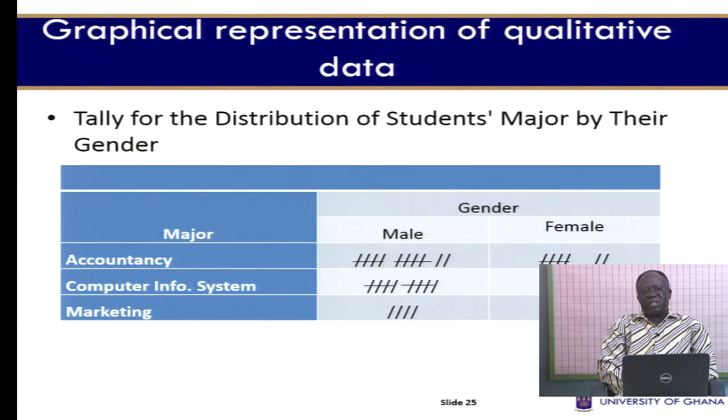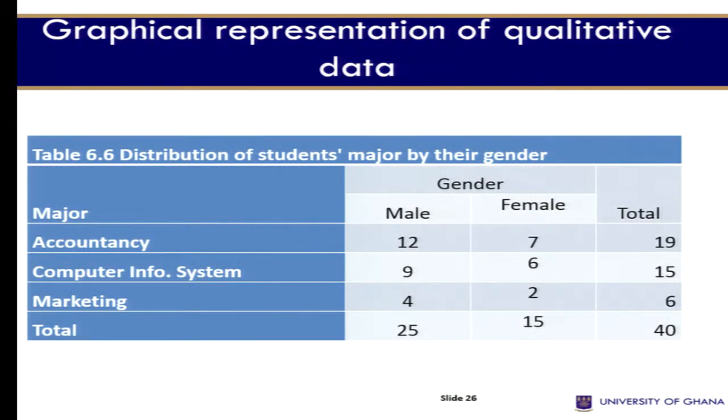On the left-hand side of the table, we have the major: accountancy, computer information systems, and marketing. And on the right-hand side, you have male and female. So you can see clearly the number of males who want to read a particular course as against the number of females who prefer other courses. Now we reduce our tallies into absolute figures.